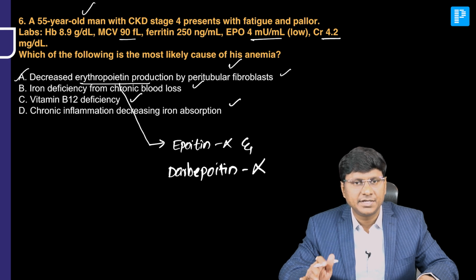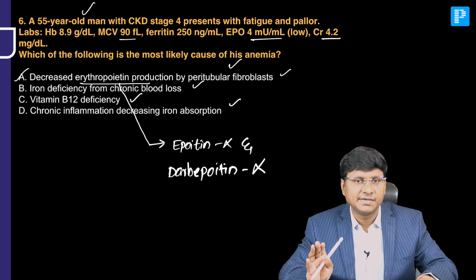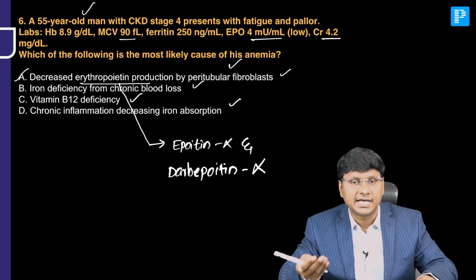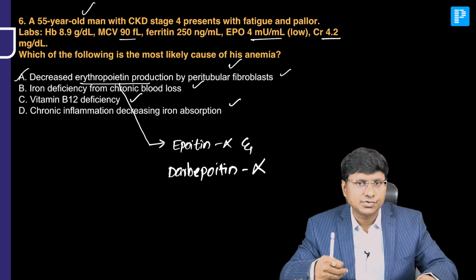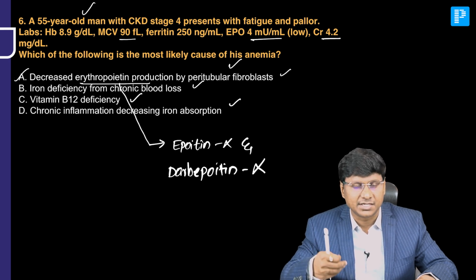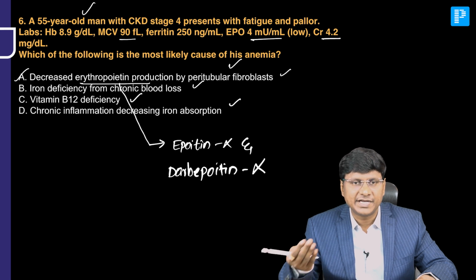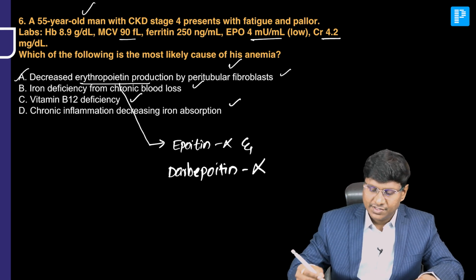They have to be given subcutaneously, and twice weekly you need to give this epoetin alpha as well as the darbepoetin alpha. The adverse effect associated with these drugs will be hypertension, where the individual will present with headache. So this is about anemia.